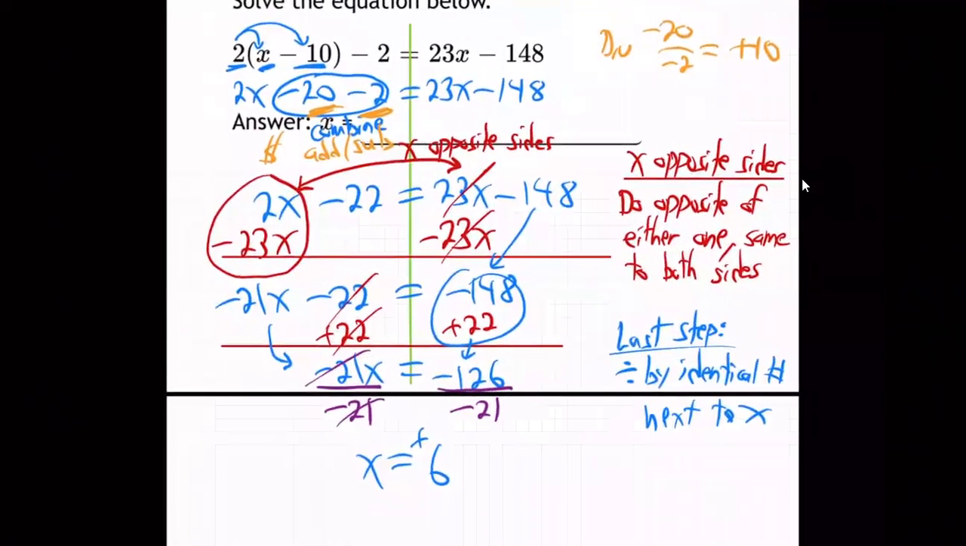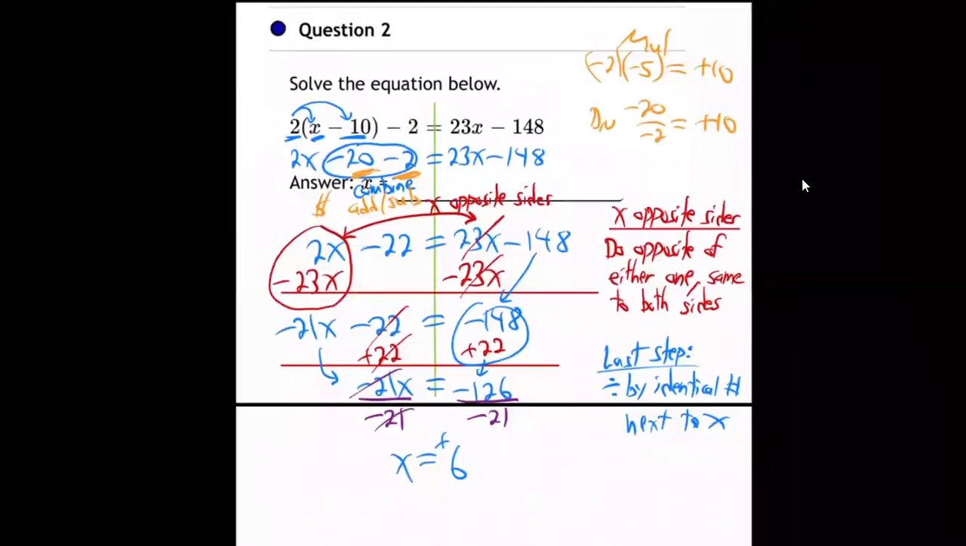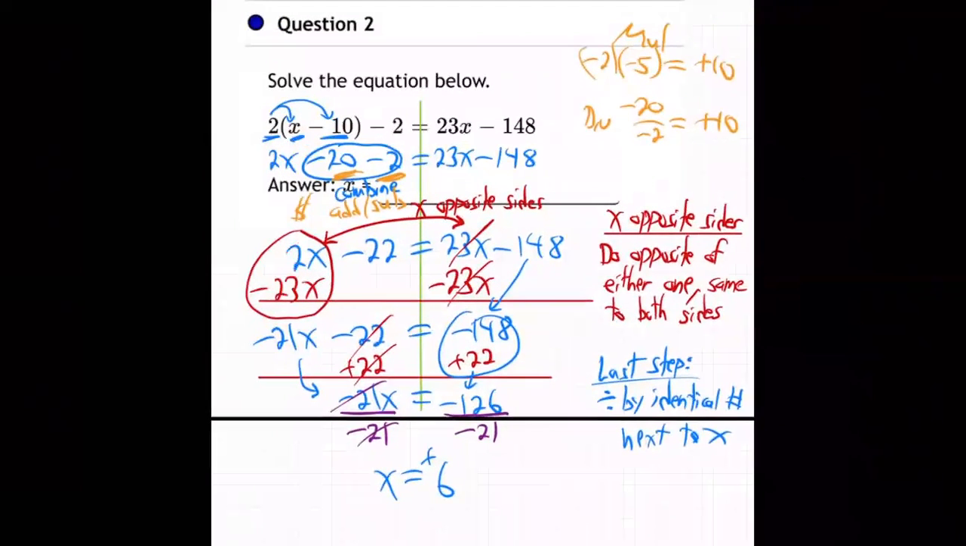That gets x alone. So again, the key step is whenever you have x on opposite sides, just do the opposite of either one. It doesn't matter which one. Just get rid of one of them. I did the opposite of the 23x by doing -23x, but you have to do the same thing to both sides, of course. We could have done -2x to both sides. That would have worked just as well and would have given us the same exact answer. It'll work either way. There we go.